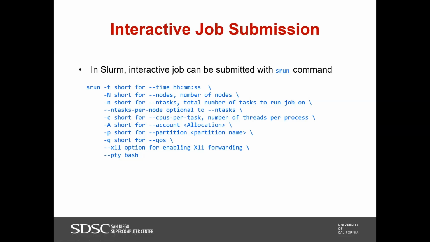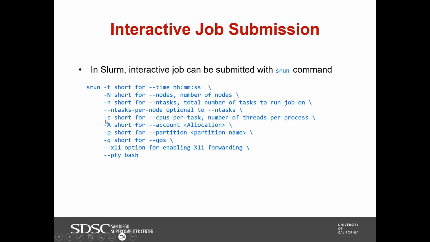So that's the number of tasks per node. This option is optional to the -n task option I have shown in the line above. You can choose either n task or n task per node, but one of them will take over and override the other.